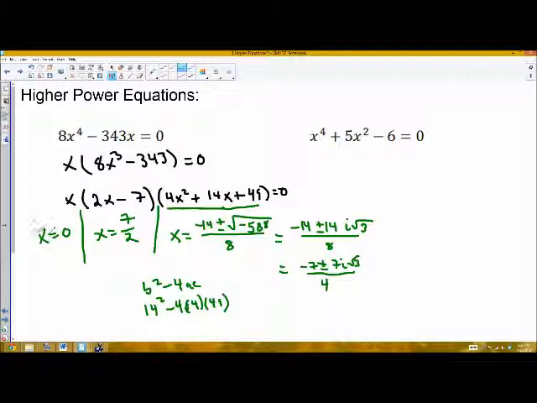Okay, so there are my 3 solutions: 0, 7/2, and negative 7 plus or minus 7i rad 3 over 4. This is my imaginary solution, and these are my 2 real solutions. Now I'm going to clear this so that I can move on to the next example. Wrong button.